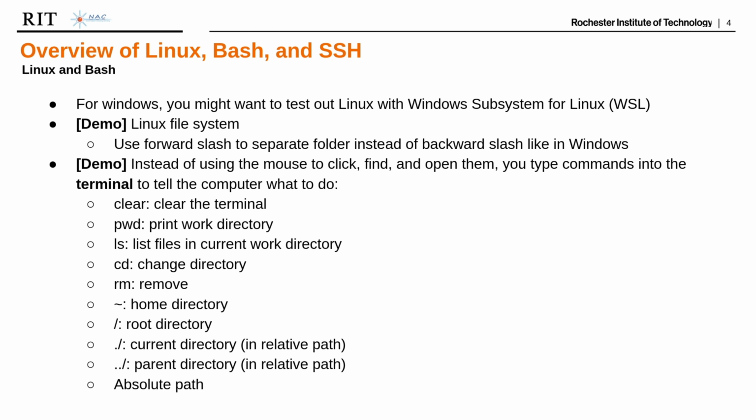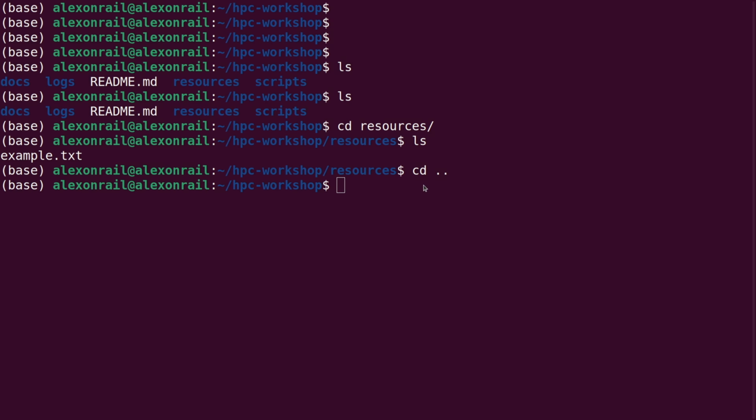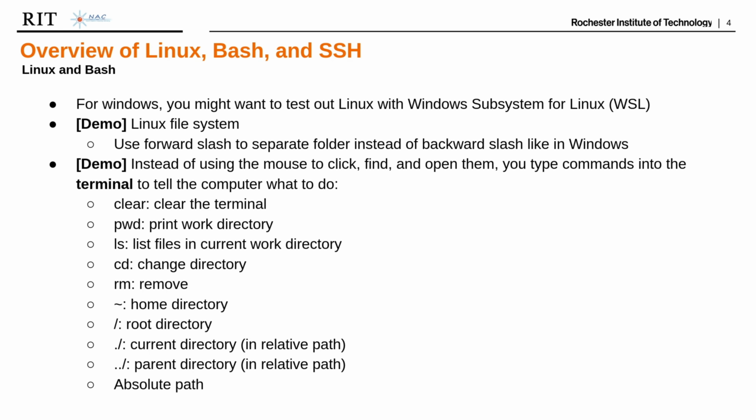For Windows users, you might want to test out Linux with Windows Subsystem for Linux, or WSL. So in the Linux file system, we use / to separate folders instead of \ like in Windows. Instead of using the mouse to click, find, and open them, you type commands into the terminal to tell the computer what to do. Here are some examples of commands that can be used in the terminal.